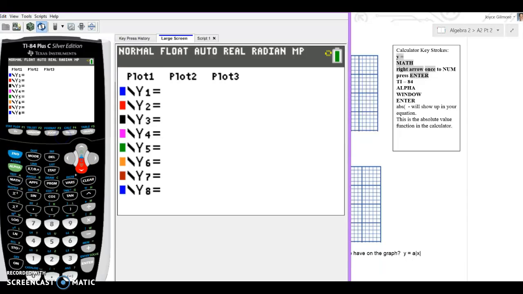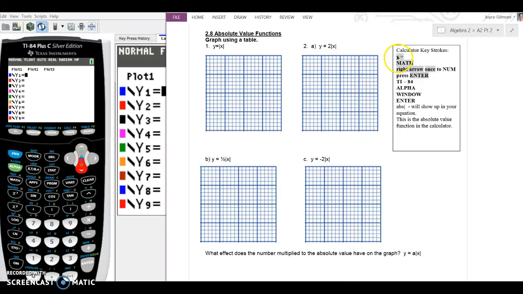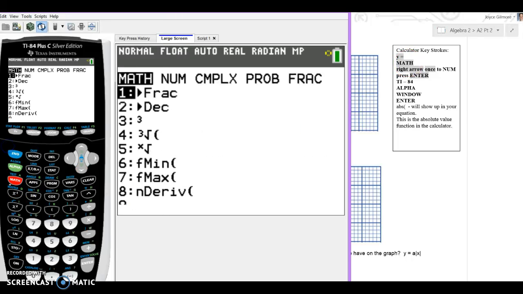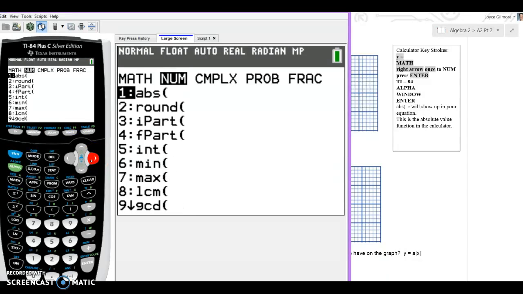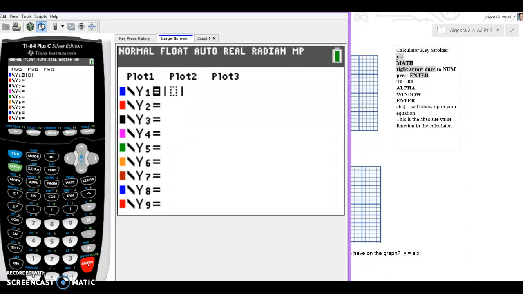Okay, to get absolute value, there's two ways to do this, and in your notes it shows you the two ways. This is the way I prefer because it's the same on all of the calculators. So you're in your y equals button, you need to push the math button, and then right arrow to move over to the number menu. And then which one do you think is absolute value? Abs. So push enter. And your calculator does this really cool thing where it changes it to absolute value bars and makes it perfectly ready for you to enter stuff in there.